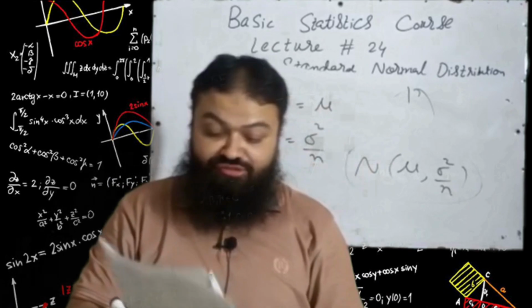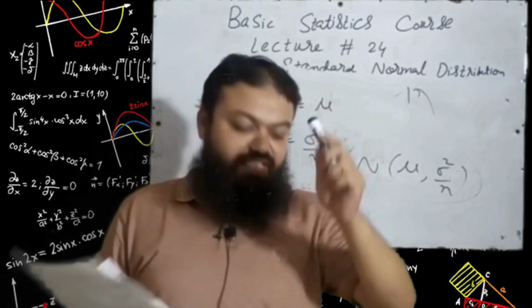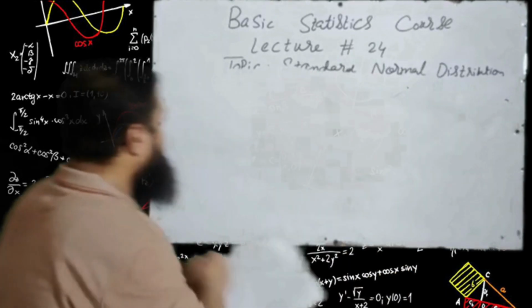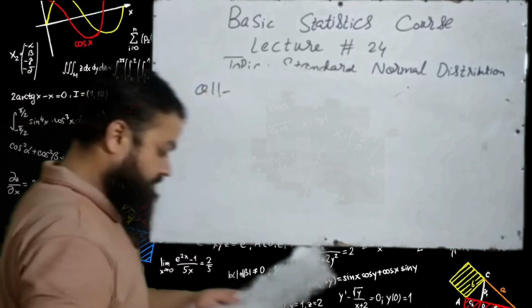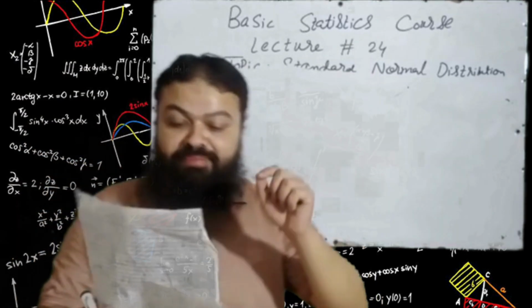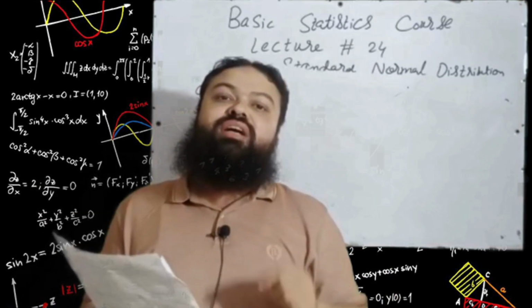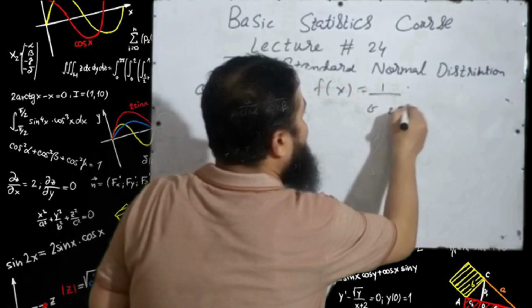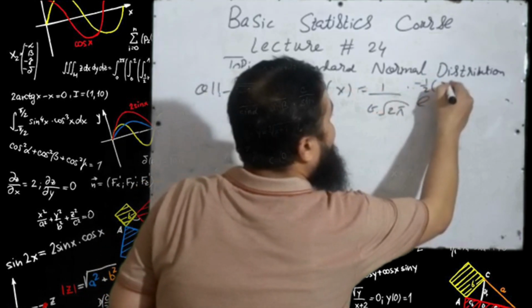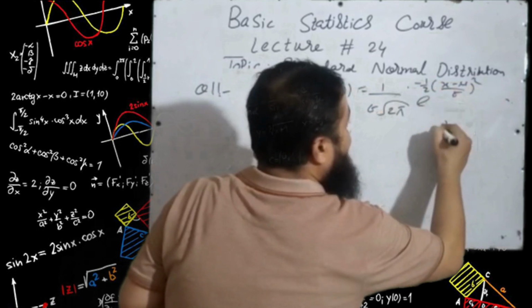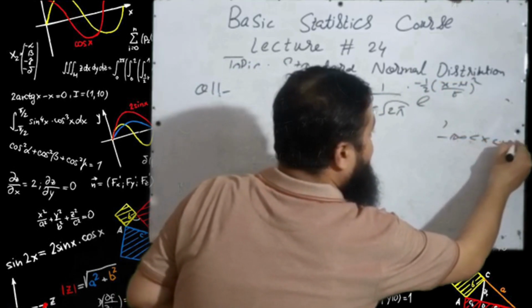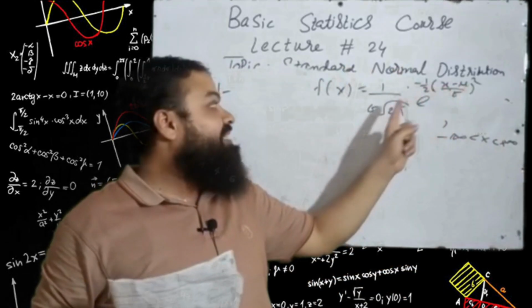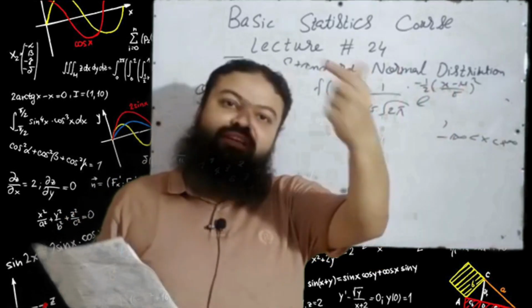Now we will discuss the last question of today's lecture, and that is a very technical and important question from the paper point of view. The question is, if f of x is the PDF of the standard normal distribution. We know in the normal distribution the PDF is 1 over sigma root 2 pi, e raised to power minus 1 over 2 times x minus mu over sigma whole square, and the range is minus infinity to plus infinity. But in the standard normal distribution it is reduced, when mean is 0 and variance is equal to 1. Variance 1 means sigma is also equal to 1.